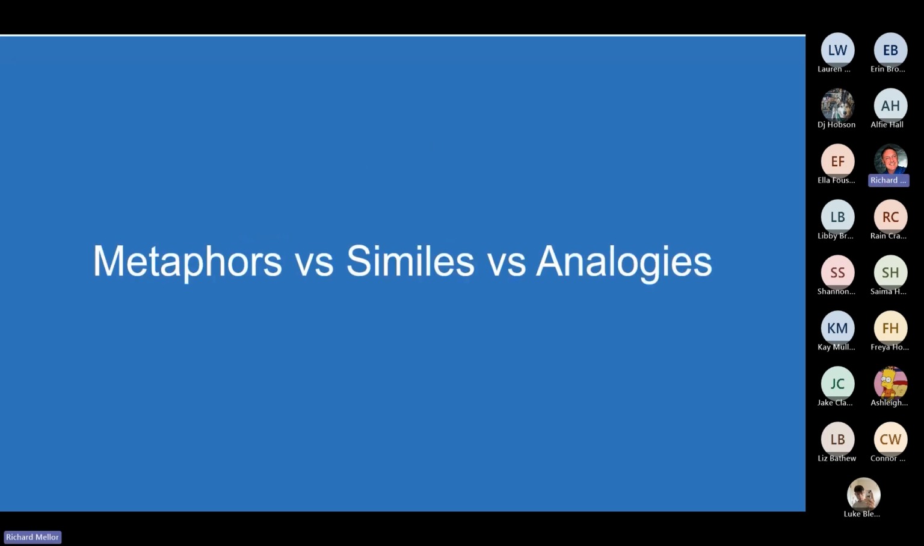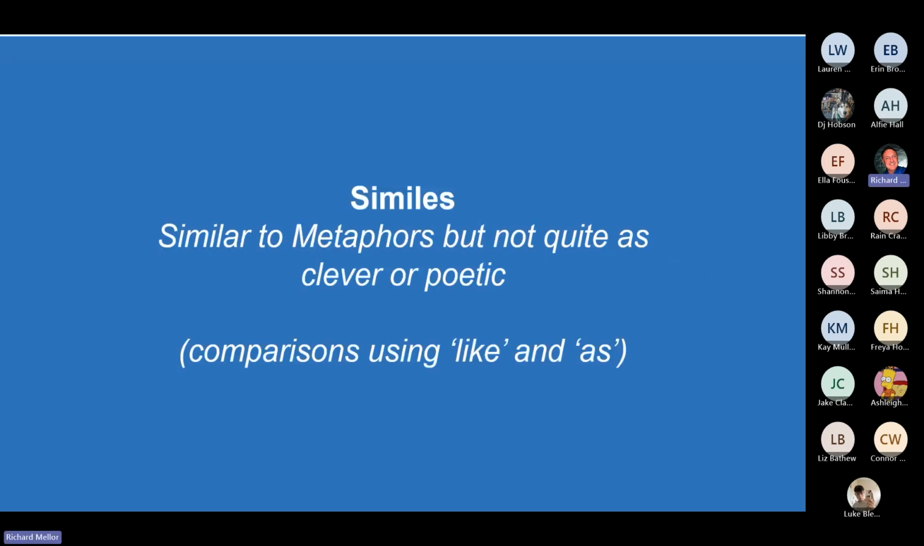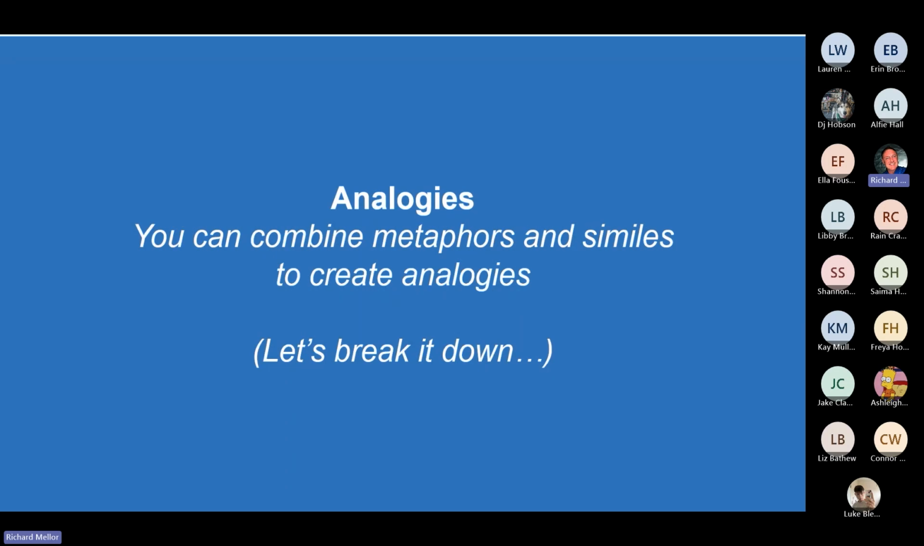But then there are different terminologies that are often used, which add a degree of confusion. So I'm just going to clarify what some of the differences are between a metaphor, a simile, and an analogy. Okay. So a simile is a metaphor, but not quite as clever or poetic. It makes a comparison using like and as, whereas with analogies, you can combine metaphors and similes to create an analogy.